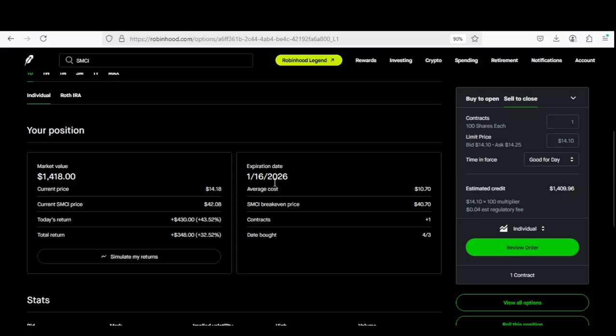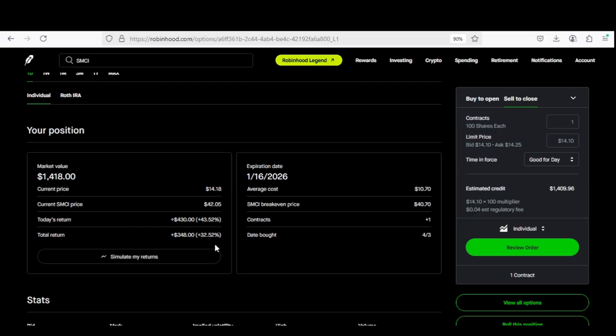Now, the expiration date is January 16th, so I have a lot of time with this option to decide if and when I want to close it. Currently, I'm up $348 or 32%. Now, with the long call option strategy I just showed you, what I do personally is, whenever my percentage gain gets to about 75% or above, currently it's at 32%, which gives me $348, that is when I consider closing out and locking in my investment gains.